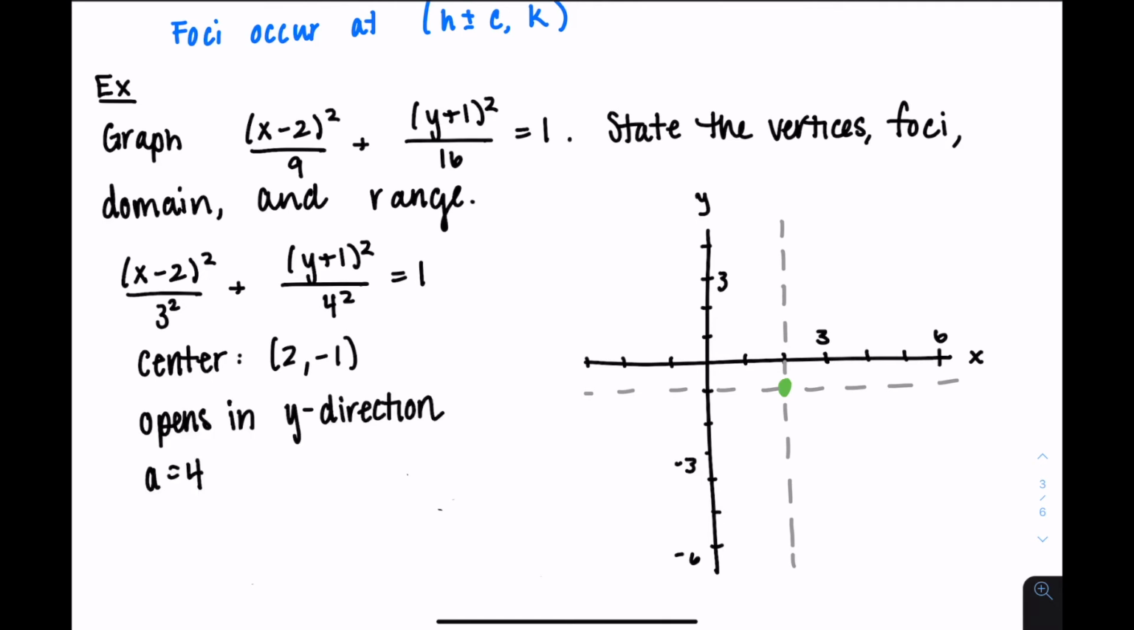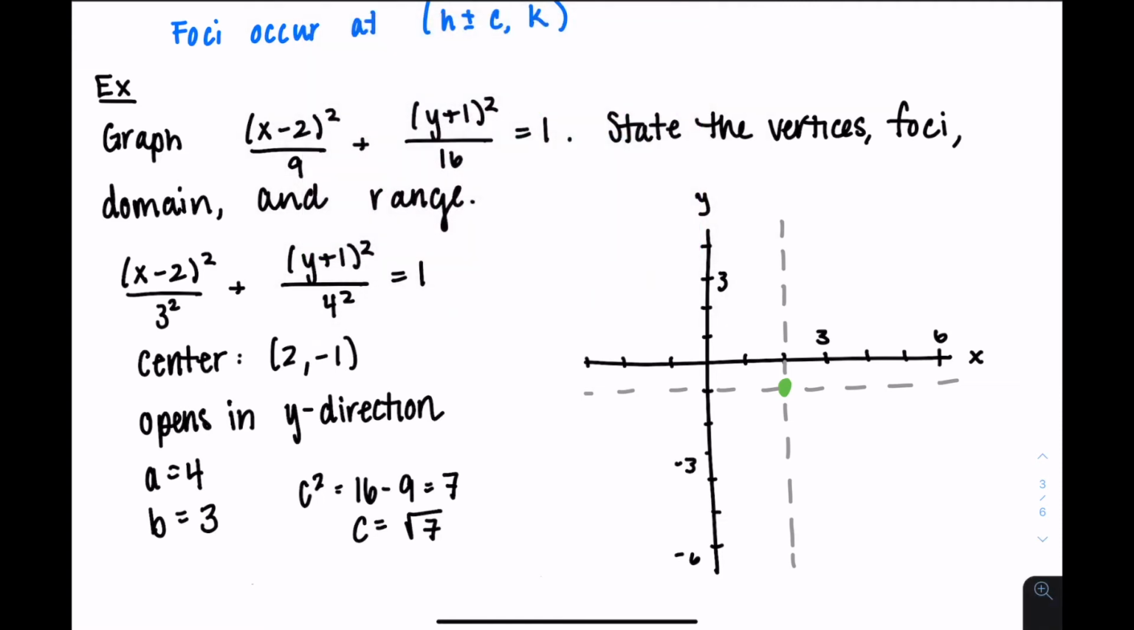My value of a is 4, my value of b is 3. And if you want your value of c, it's going to be a squared minus b squared. So 16 minus 9 is 7. Our value of c is the square root of 7.